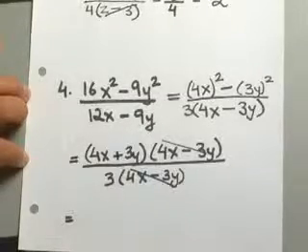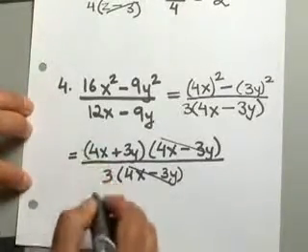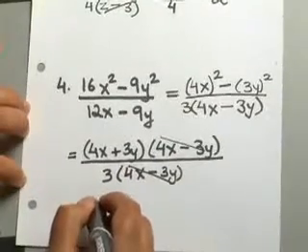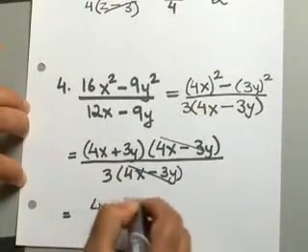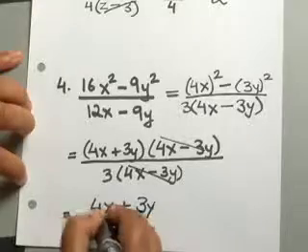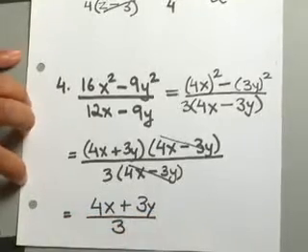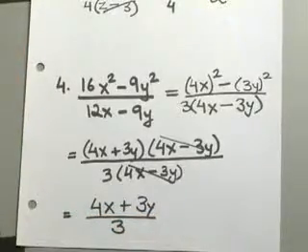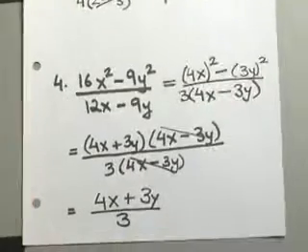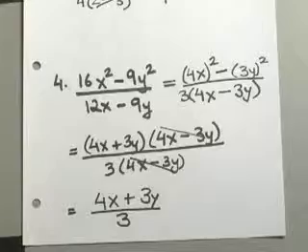And let's see, what are you left with? In the numerator, you have 4x plus 3y. And then in the denominator, all you're left with is 3. And from this point, you of course cannot reduce it any further. So this is in your lowest terms.